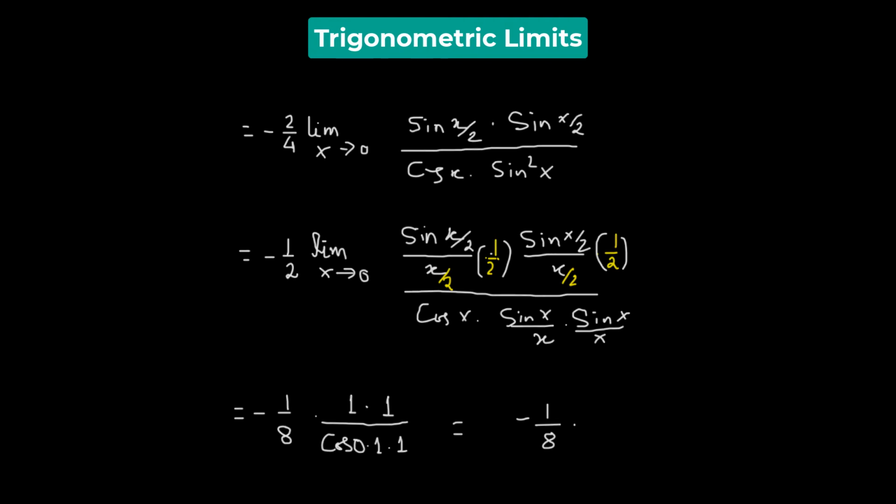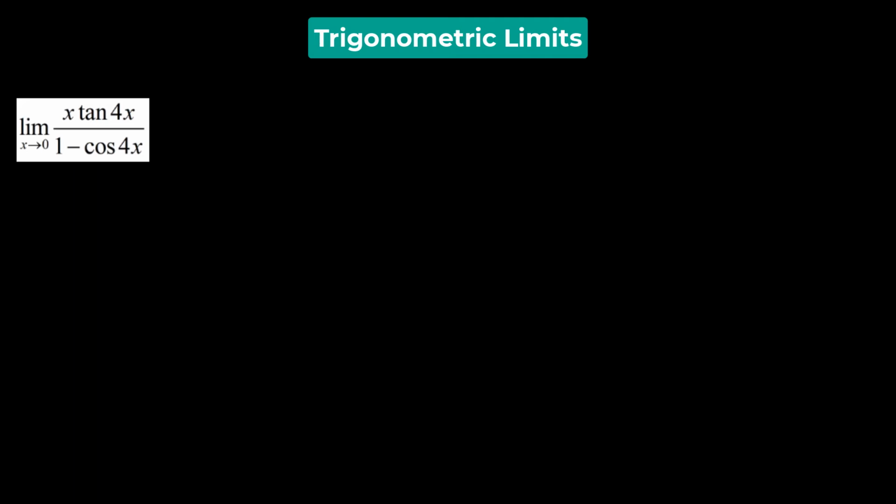So let us do another problem. Here we have the function x tangent of 4x divided by 1 minus cosine of 4x. So the denominator is 1 minus cosine of 4x. Here we are going to apply the identity where 1 minus cosine of 2x is given by 2 sine squared x. So if we have 1 minus cosine of 4x, that becomes 2 times sine squared 2x. So let us replace this value into the denominator.